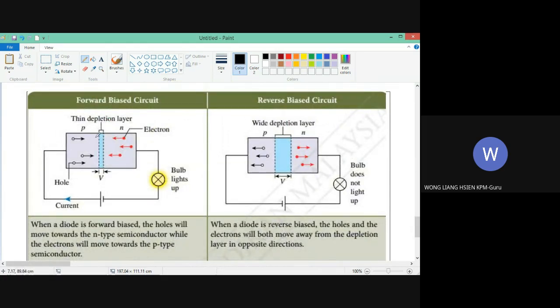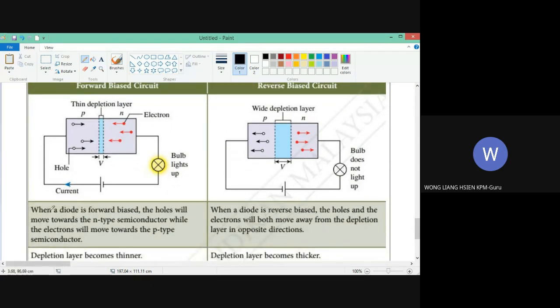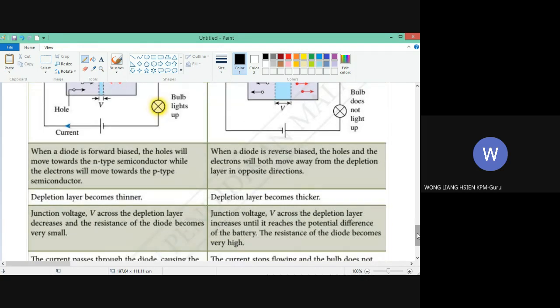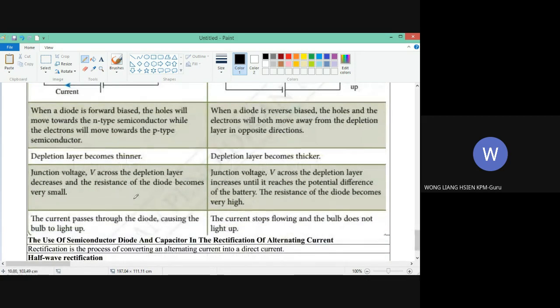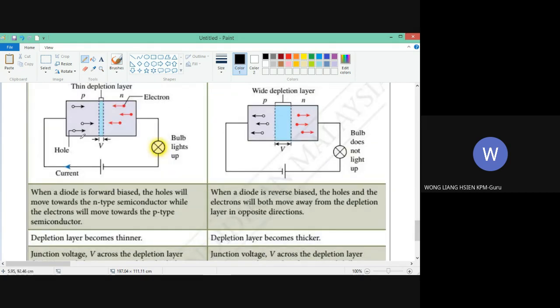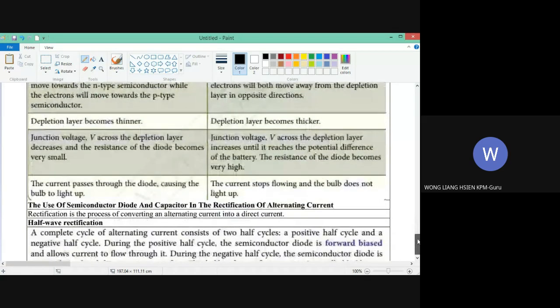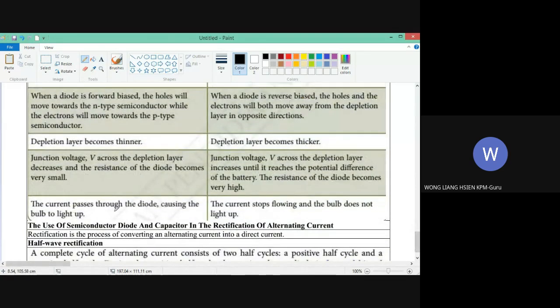In the forward bias circuit, you have a thin depletion layer or there is no depletion layer. So when the diode is forward biased, the hole will move towards the N-type semiconductor, while electron will move towards P-type semiconductor. Depletion layer becomes thinner, junction voltage across the depletion layer decreases, and the resistance of the diode becomes very small. So here the junction voltage, we say that it decreased because the power source overcomes the junction voltage. So the current passes through the diode, causing the bulb to light up.